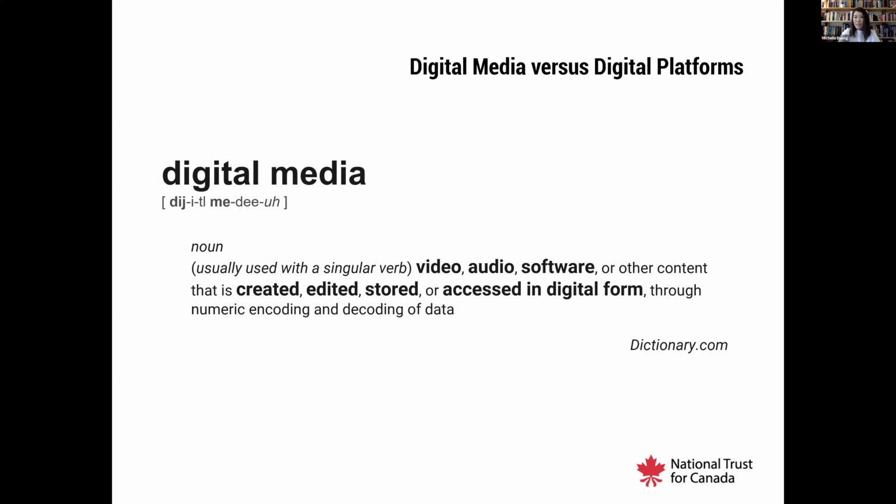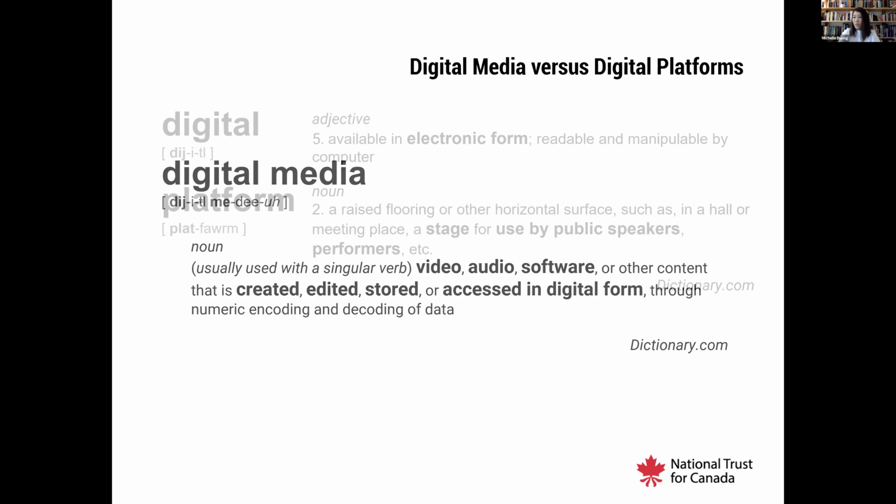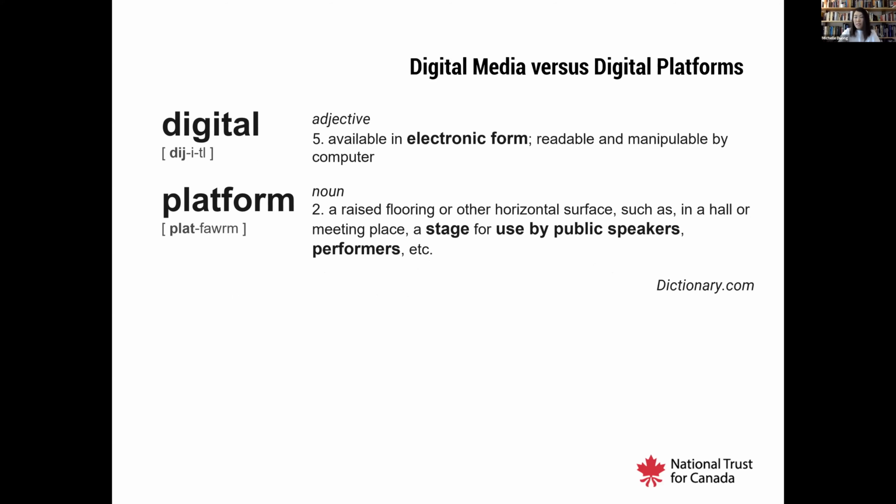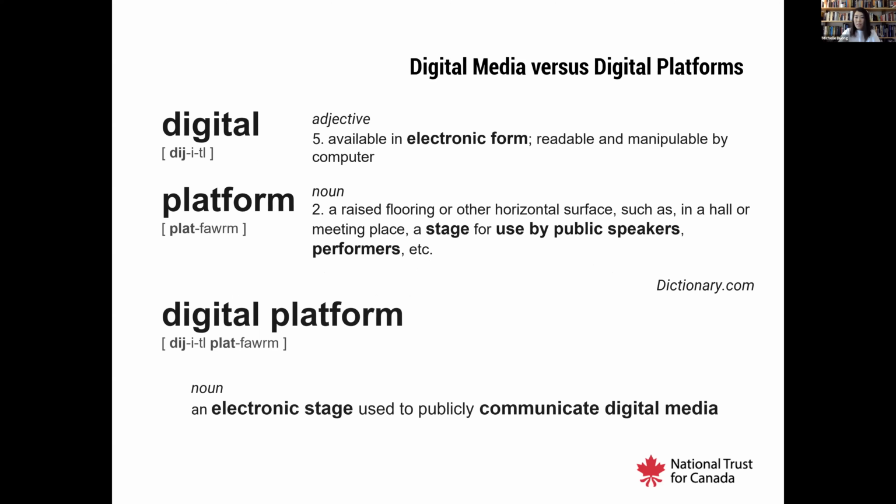Now, they didn't have a definition for digital platform, but if we break down the terms, we're looking at something in electronic form, and a platform is a stage used by speakers or performers, someone that has something to say. Essentially, a digital platform is an electronic stage used to communicate digital media. I'll go through some examples of common media and some media that are becoming increasingly popular.